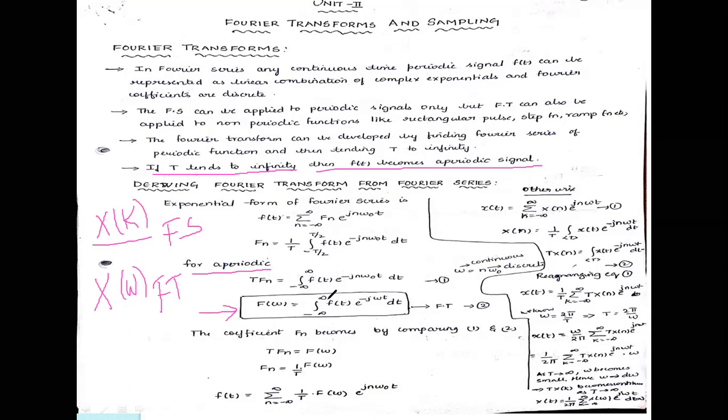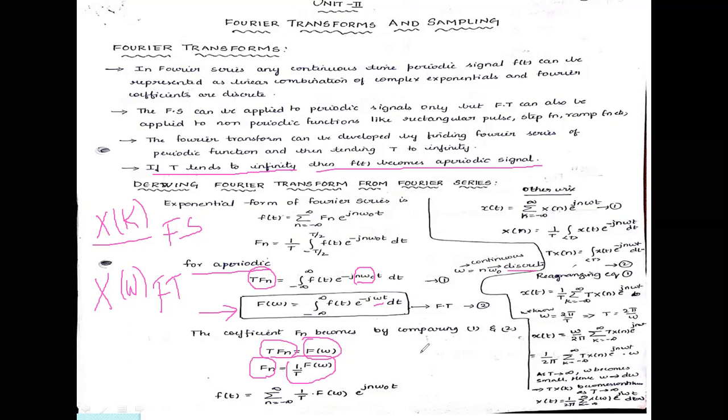What is the difference between these two functions? Comparing equations 1 and 2, the coefficient Fn becomes T Fn equal to F of omega. So Fn is equal to 1 by T times F of omega. And what is the omega here? It is n omega naught. So in the continuous case it is omega, and n omega naught is the discrete one.